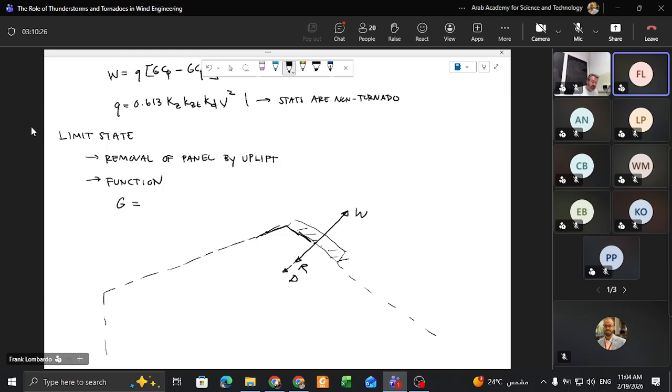And I'll write it slightly differently. We know that when we compute the load for the wind, it's going to be negative because of the negative pressure coefficient. So it's going to look something like this: R plus D, which is our component opposing the uplift, plus our wind load. Here we're going to assume that our wind load is going to be negative.